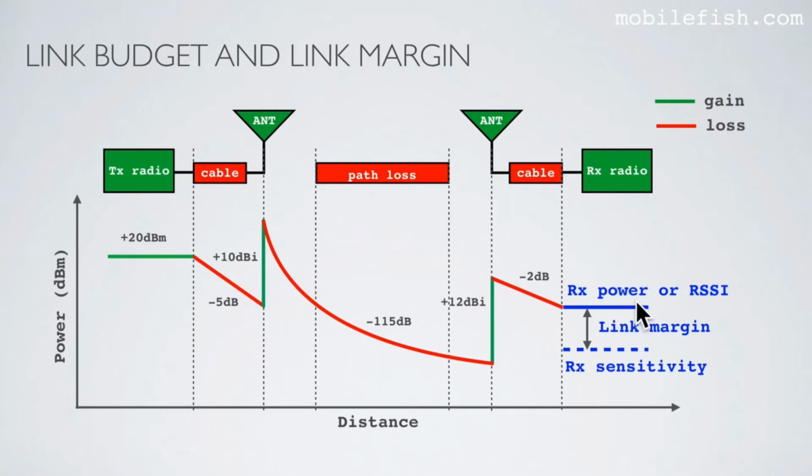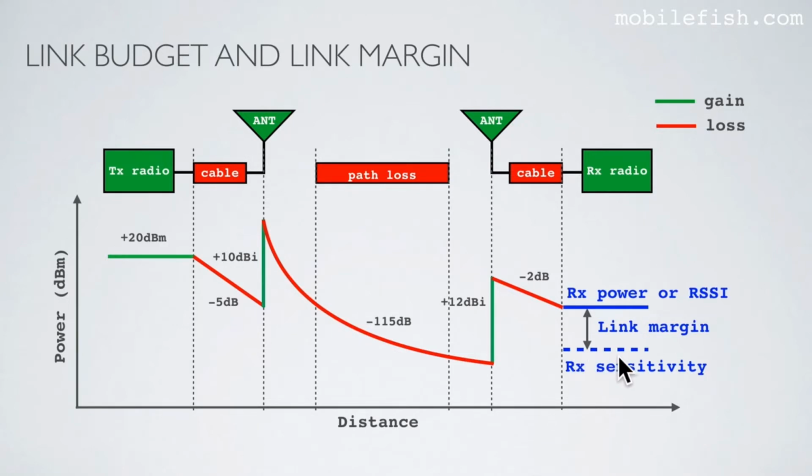The received power, also known as Received Signal Strength Indication or RSSI, is a sum of the transmitted power plus all the gains and losses. The received power is plus 20, minus 5, plus 10, minus 115, plus 12, minus 2 equals minus 80 dBm. Please note, these values are not realistic values. These are just made up.